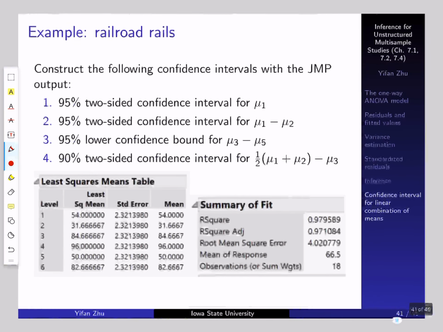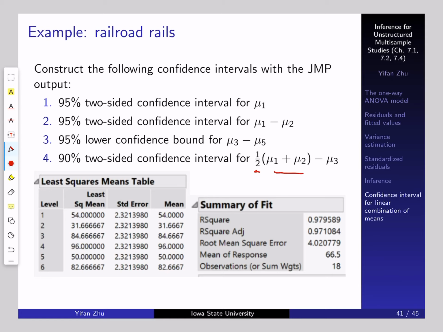Okay, so here is another example. We use the railroad rails data, and we'll be doing the following. We will construct a 95% two-sided confidence interval for mu1, a 95% two-sided confidence interval for mu1 minus mu2, a 95% lower confidence bound, so it is a one-sided confidence interval, for mu3 minus mu5, and a 90% two-sided confidence interval for 1/2 times (mu1 plus mu2) minus mu3.